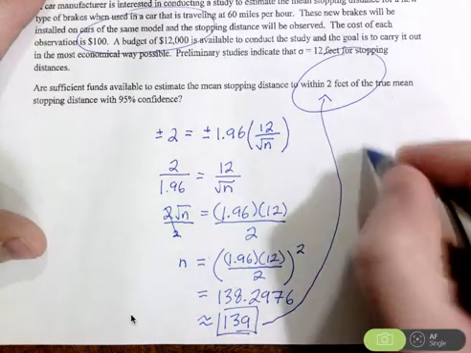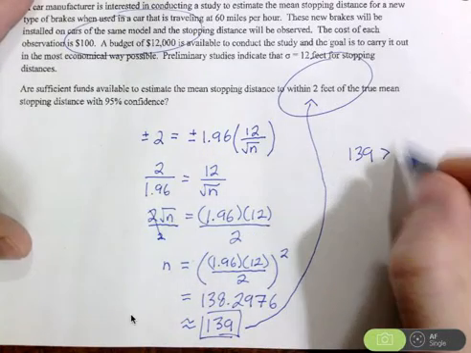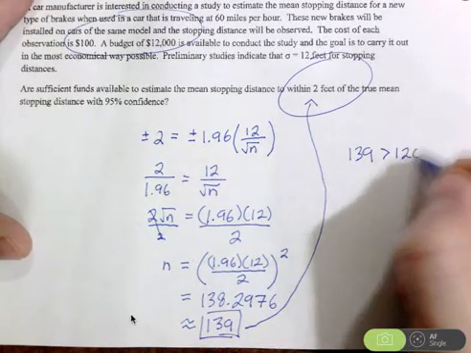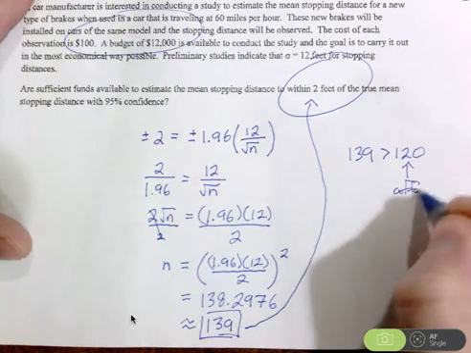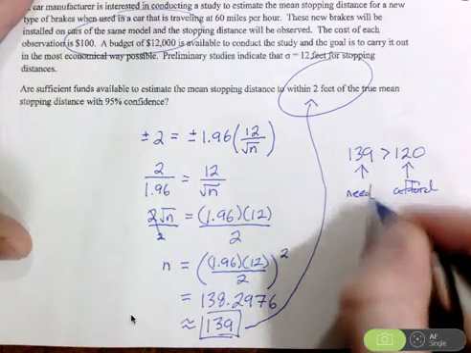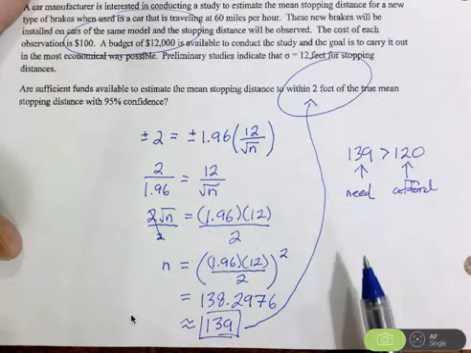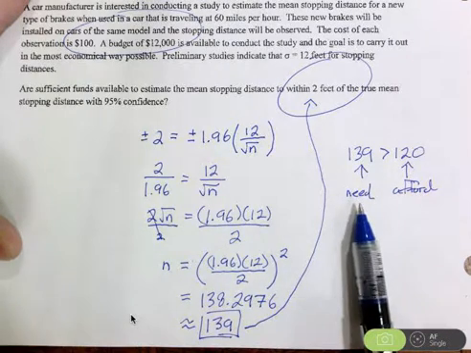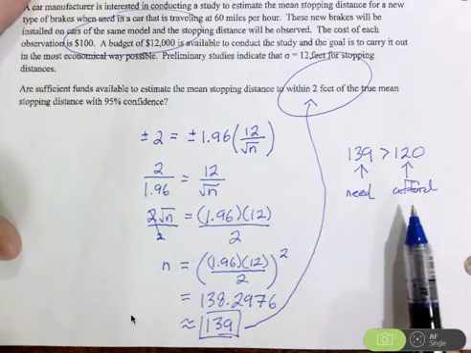The problem is that 139 is more than the 120 that we can afford. This is what we can afford. This is what we need. So it would be good to include this comparison in your answer. No, the reason that sufficient funds are not available is that we need 139 observations to accomplish this, but we can only afford 120.